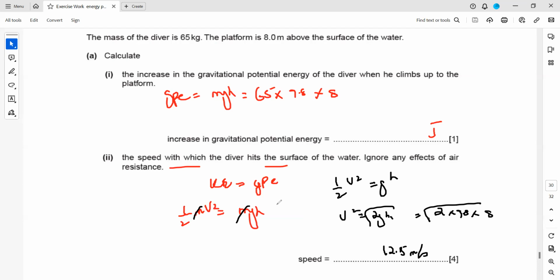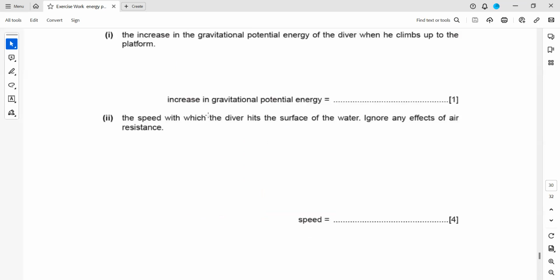And you can clearly see that it does not depend on the mass of the diver. For example, if there's a diver of mass 65 kilograms and another of 85 kilograms, jumping from the same height with no air resistance, they will have the same speed. It is irrespective. So the mass of an object does not affect the speed at which it hits if there is no air resistance.